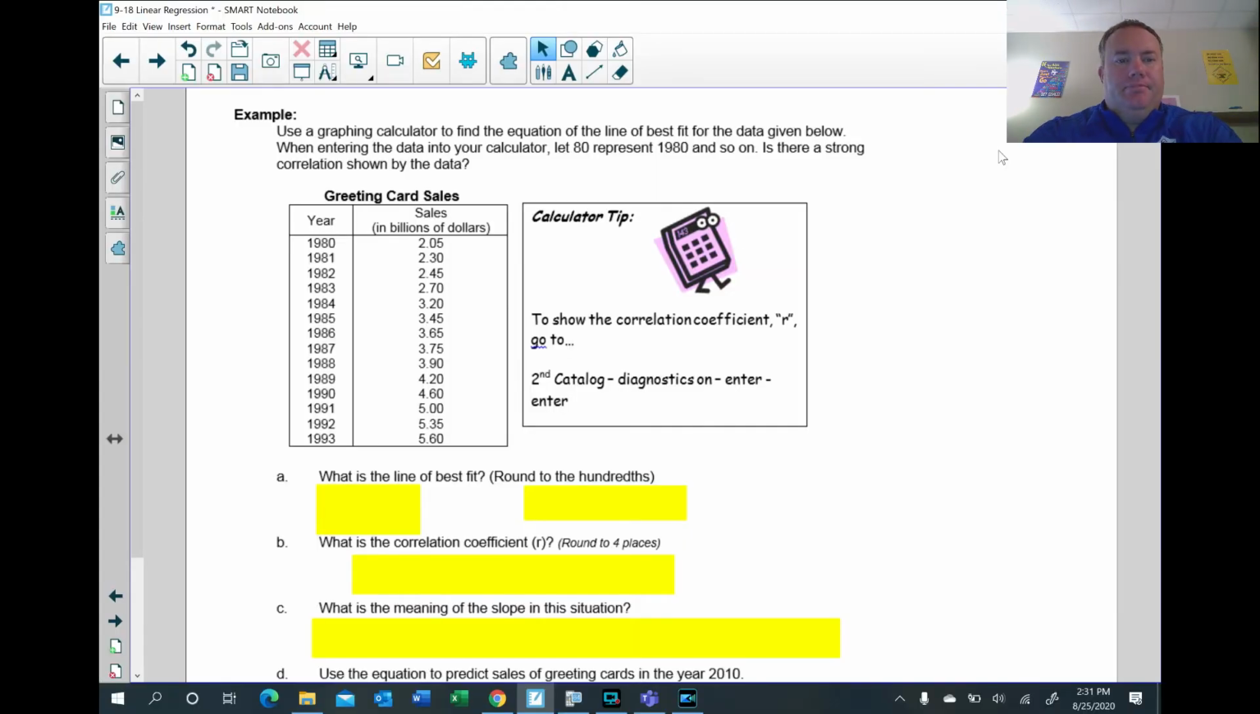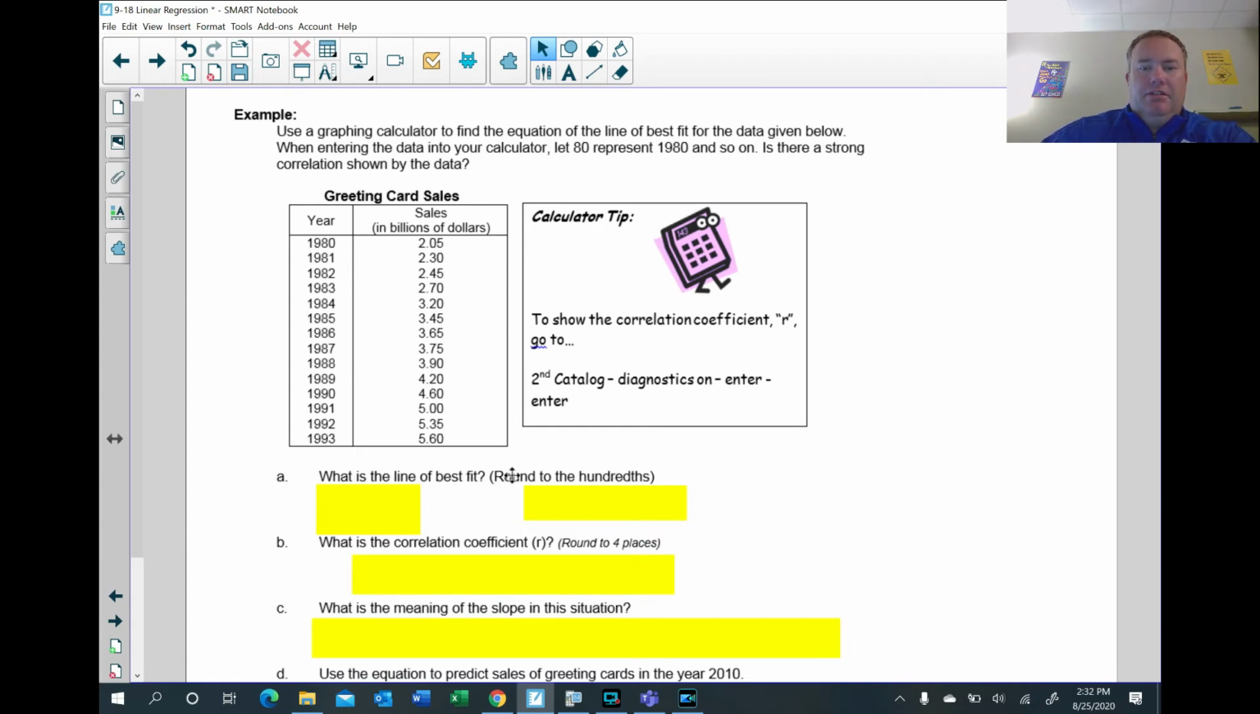All right, guys. We're going to go on to the next problem. As you guys can read here, it says using a graphing calculator, find the equation of the line that best fits the data given below. On this problem, they want you to use the 80, not the 1980, for the independent variable for the year. Okay, the dependent variable for this one is greeting card sales in billions of dollars, which will be important for us later. Your Y value.